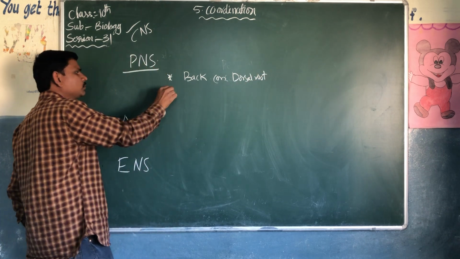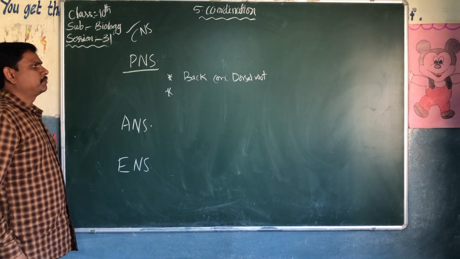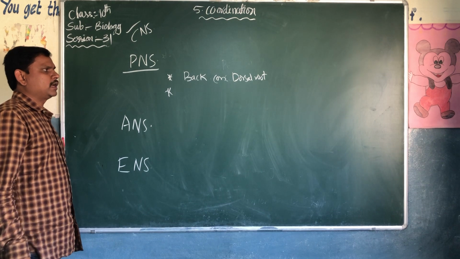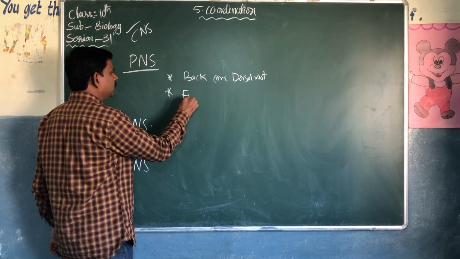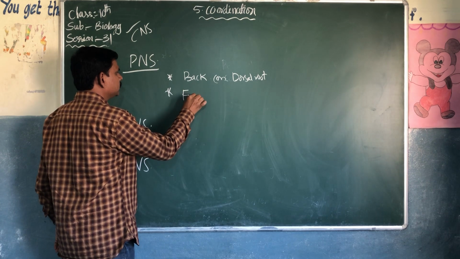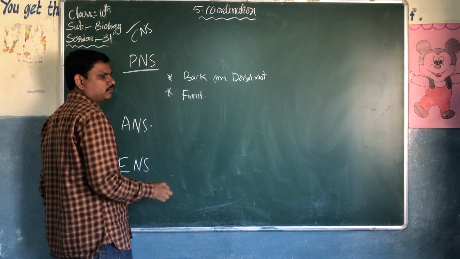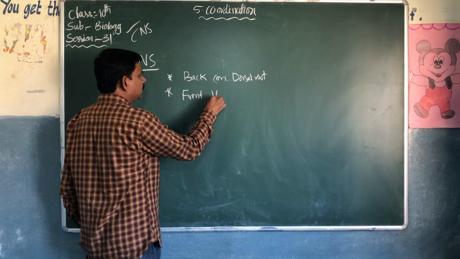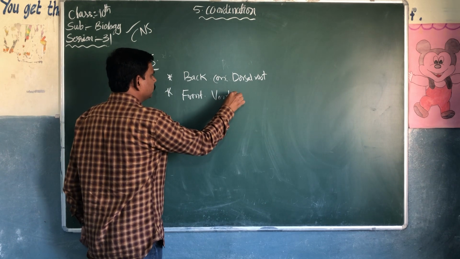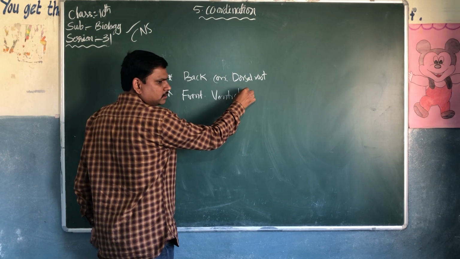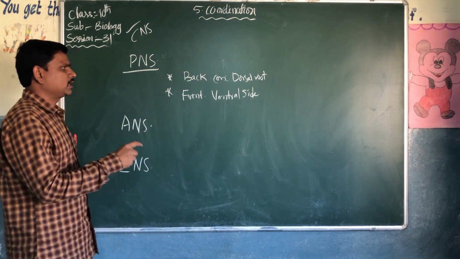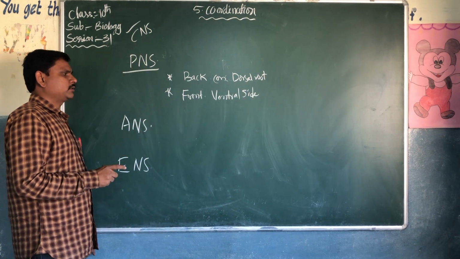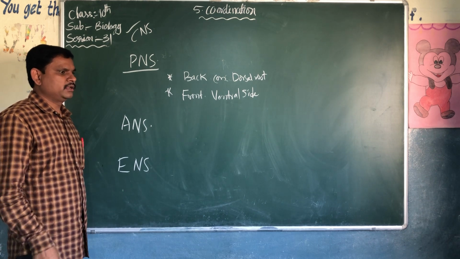The spinal cord has two roots. One is the backside or dorsal root. The second one is the front, which we also call the ventral root. Dorsal side root, and the next one is ventral side root.